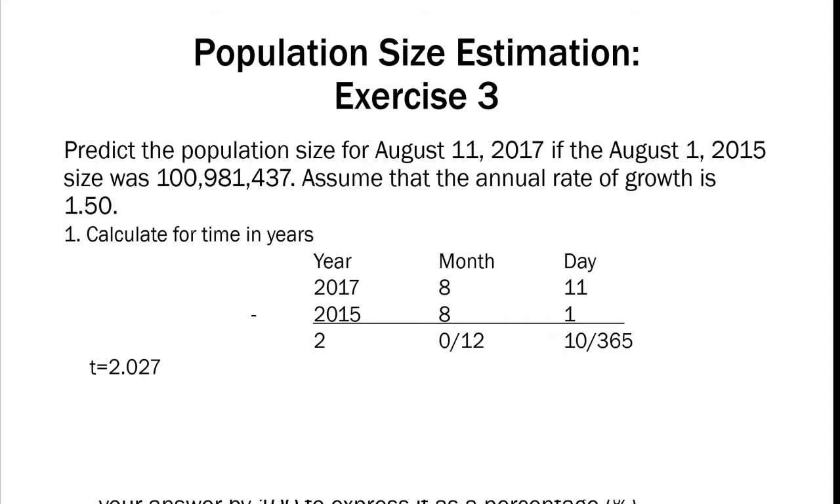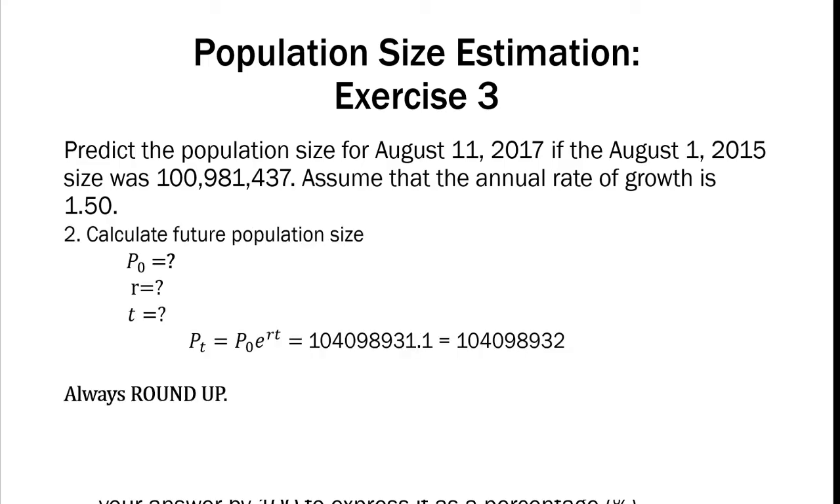Okay, we have computed for the elapsed time. The next thing that we need to do is to identify the other components of our formula. So what are these other components that we're looking for? That would be past population size and annual rate of growth. Okay, past population size would be, of course, 100,981,437. And then annual rate of growth would be 1.50 as given.